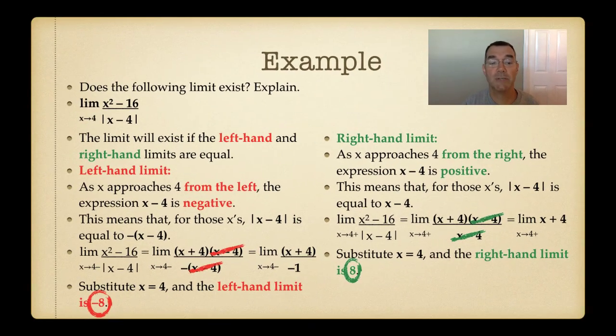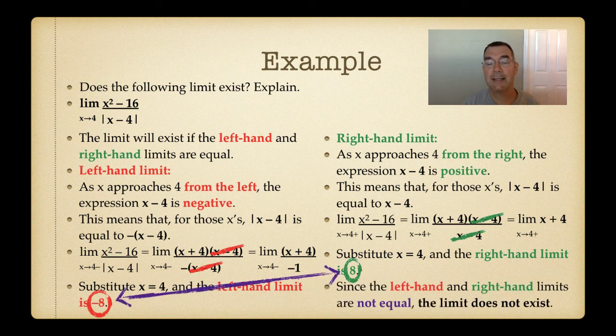So as x approaches 4 from the left, I get y values of negative 8. As x approaches 4 from the right, I get y values of 8. These are not the same number, so that means that the limit does not exist. So there's an example of each kind, where the limit does exist and where the limit doesn't exist. If you have any questions about that, please let me know, and I will see you tomorrow.